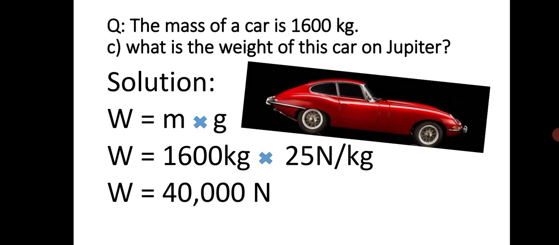Now what is the weight of the same car on Jupiter? By putting the value of gravity of Jupiter in the formula, that is 25 newtons per kilogram. This is the gravitational force of Jupiter. We get the answer, that is 40,000 newtons. So we can see the mass remains the same everywhere, but the weight varies. It is different on different planets.